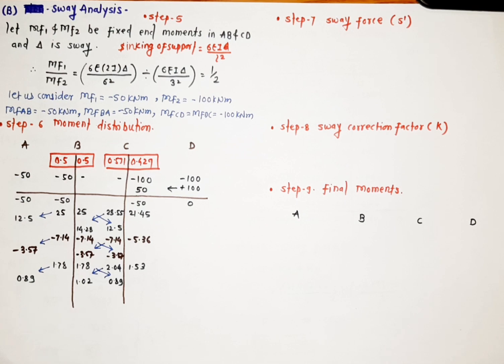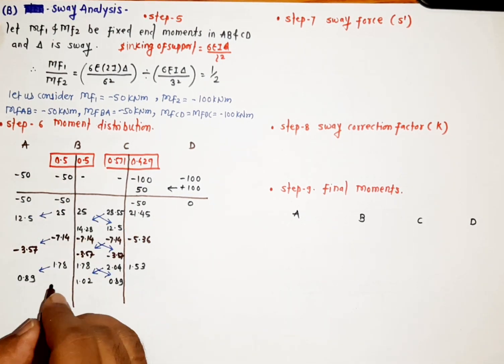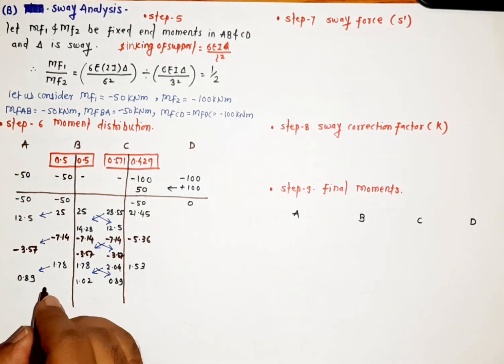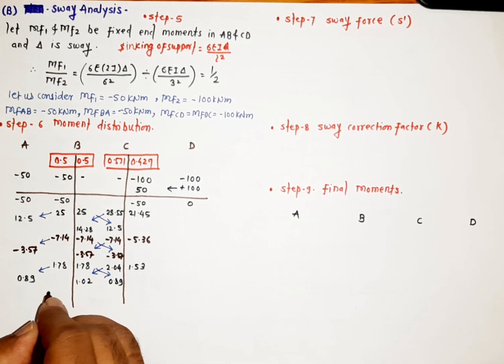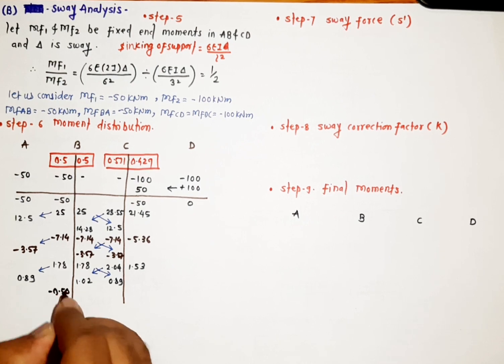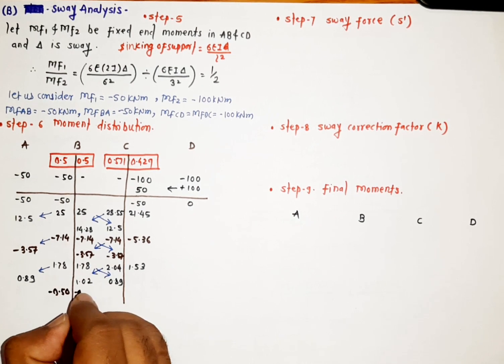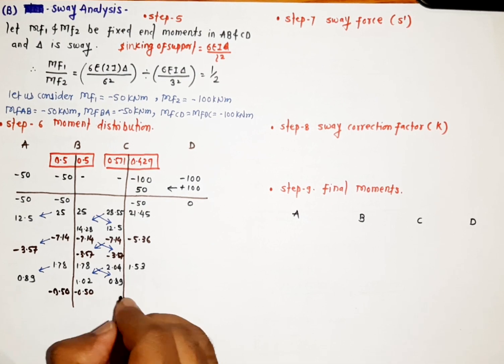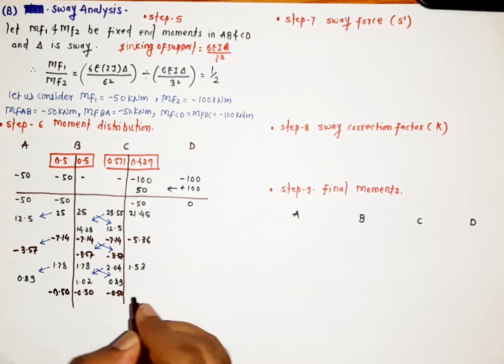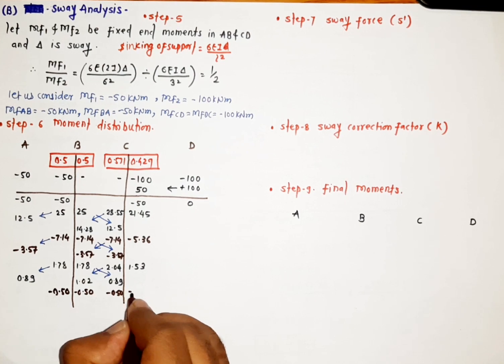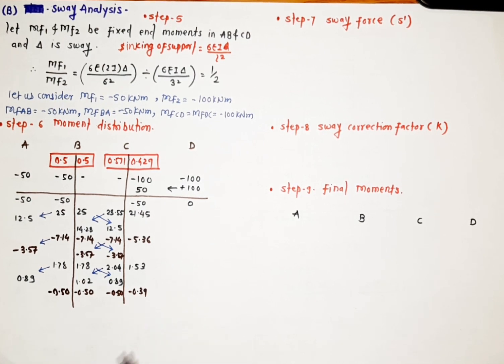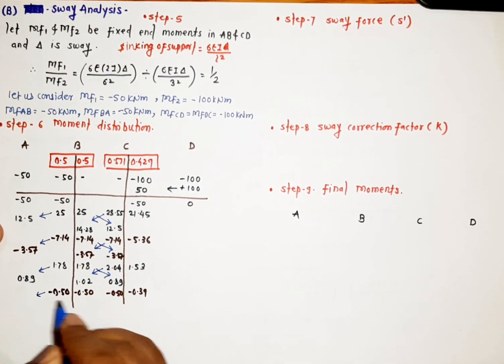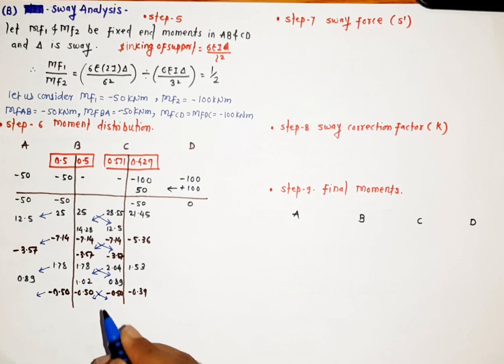Now multiply these values with the distribution factors again. Same iteration we will repeat. It will be minus 1.02 multiplied with 0.5, 0.5. It will be minus 0.50, minus 0.50, minus 0.50, and minus 0.39. Again dividing these by 2 and transferring to the fixed end. When we do that, we will get the final answer.